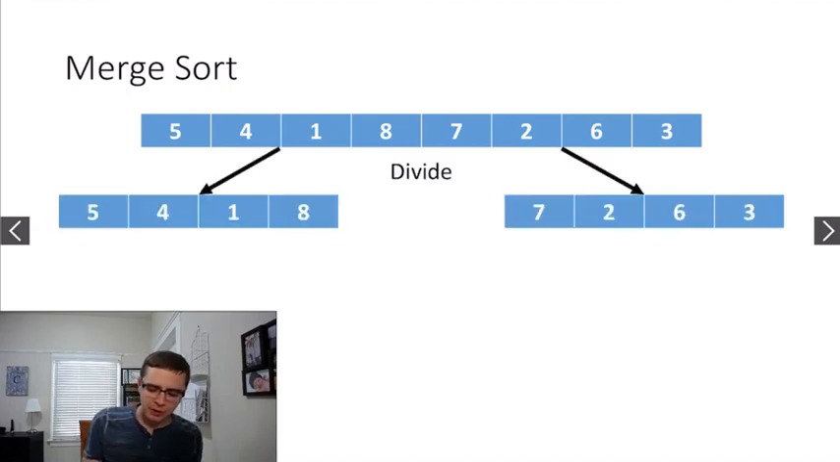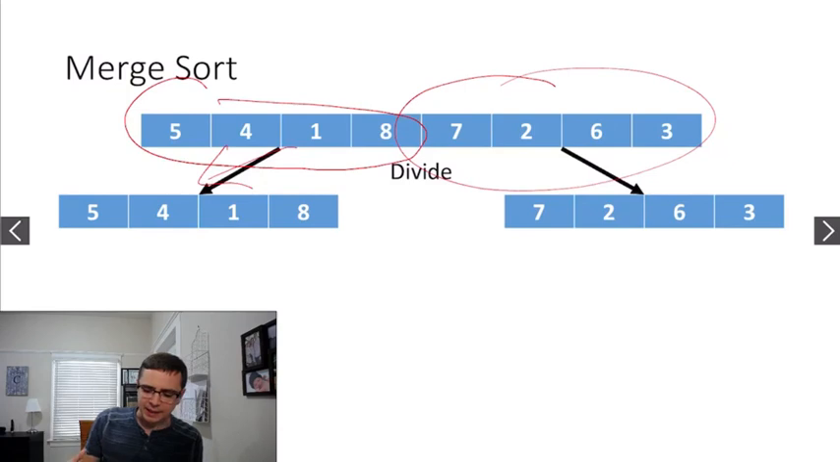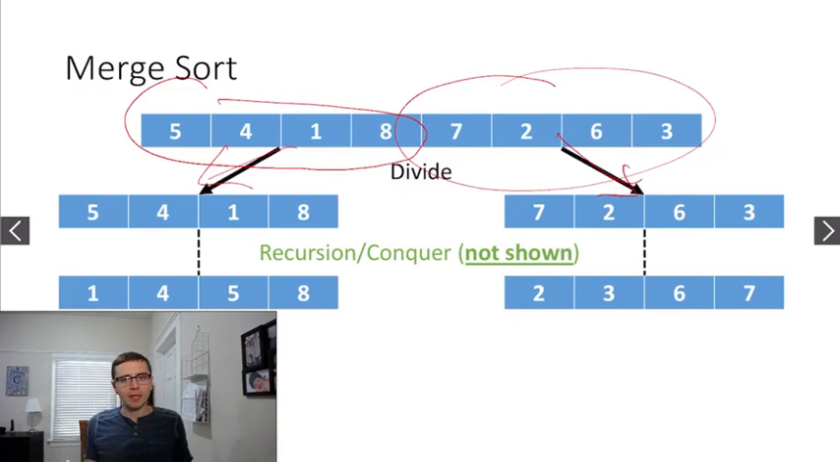First, let's do that by just looking at how merge sort works. Merge sort divides the input array in half, so we'll take the first n over 2 elements and send them to the left recursive call, and we'll take the second set of n over 2 elements, the rest of the elements, and send those to a right recursive call. And we keep doing that until we get down to one element.